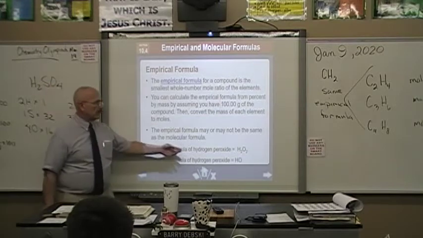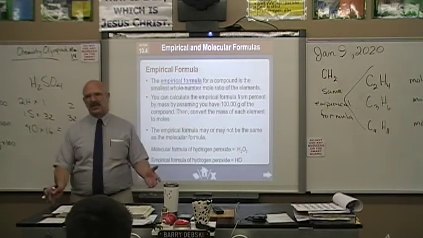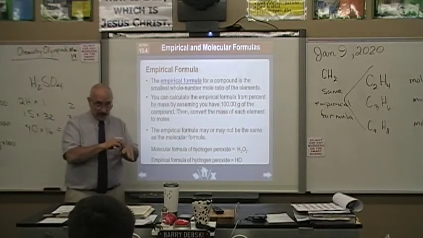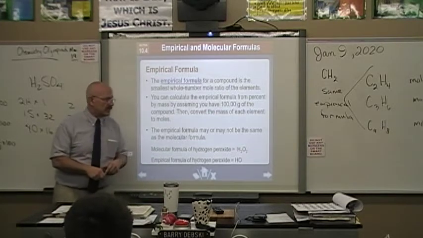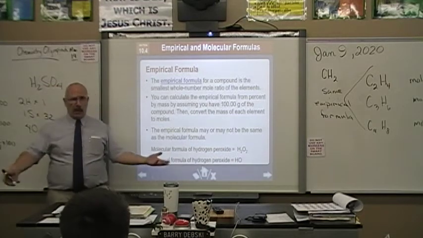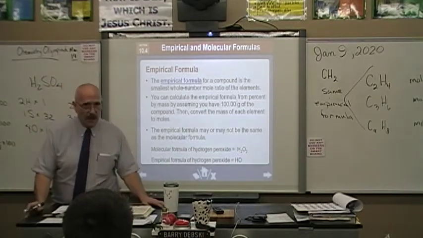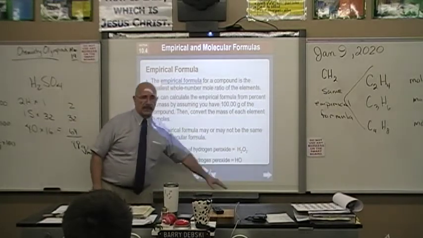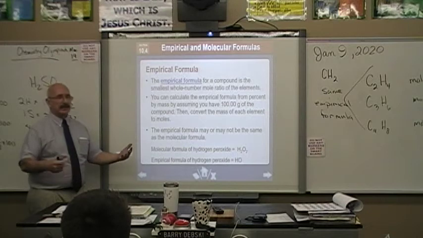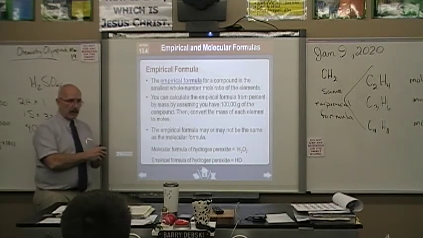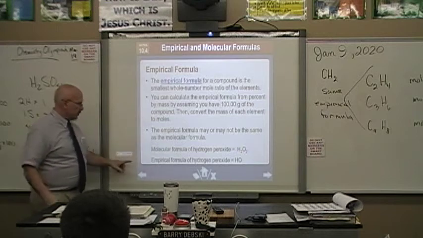For instance, the molecular formula of hydrogen peroxide is H2O2. That's the formula for that stuff you put on your cuts to remove all the germs. The empirical formula would be HO. Now there is no such thing as HO. HO doesn't exist as a compound, but the empirical formula would be HO, and the molecular formula for hydrogen peroxide is H2O2. Okay, so two different kinds of formulas, the simple one and the expanded version.